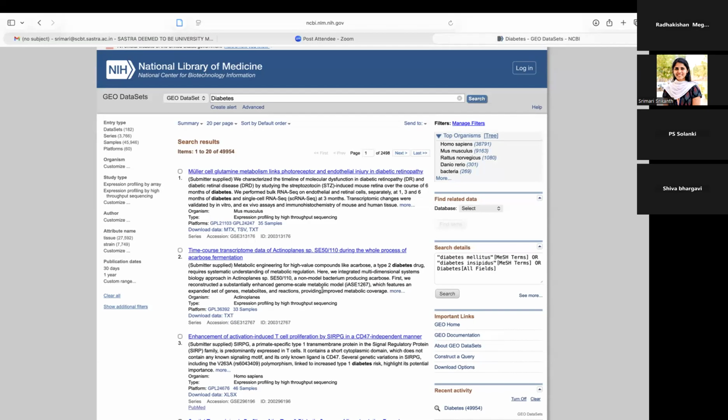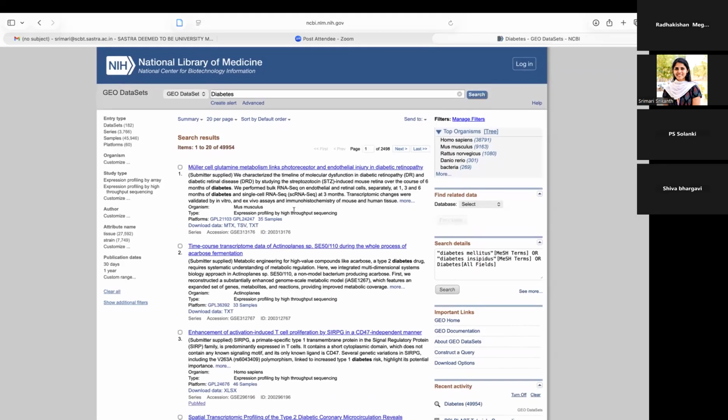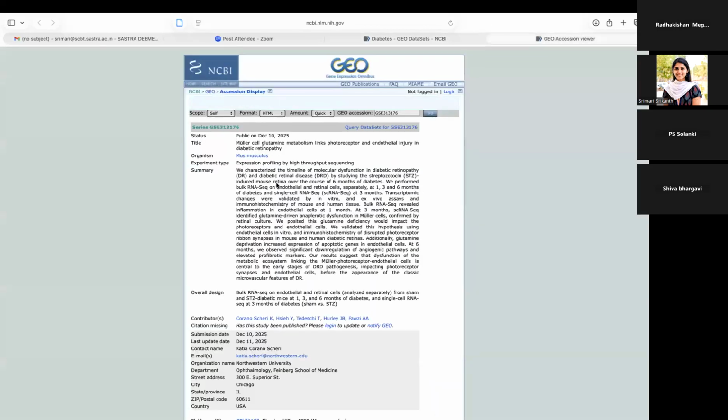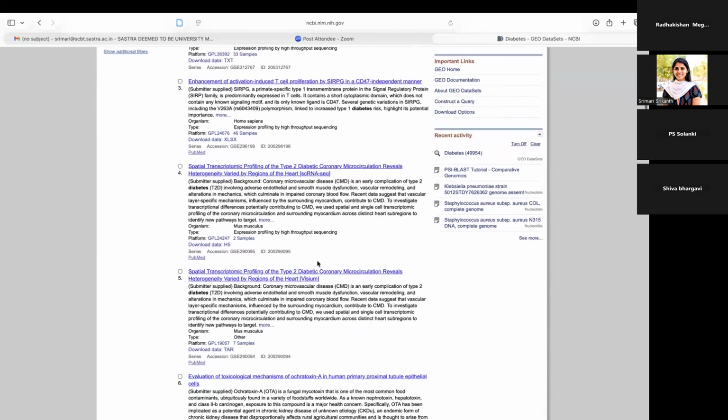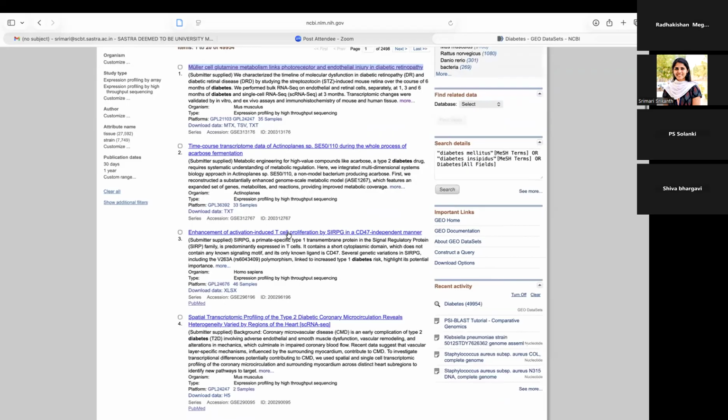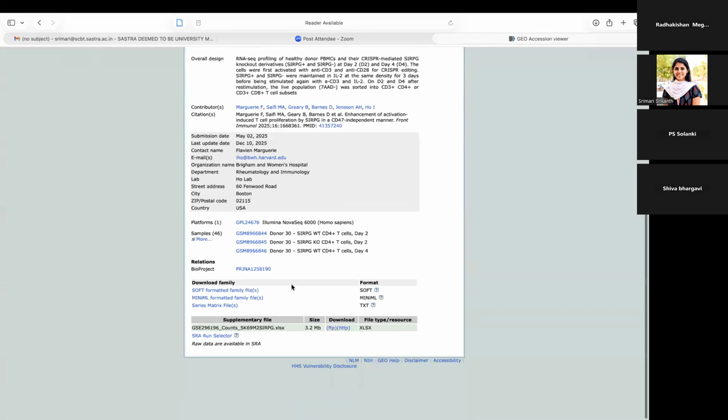Someone asks, how to analyze the data? Yes, I will come to that again. It is another very big analysis segment. I will tell you the tools for analysis because it takes more time. So this is expression profiling by high throughput sequencing. This is Mus musculus. Here itself we have an option for analysis. We'll check the entry.